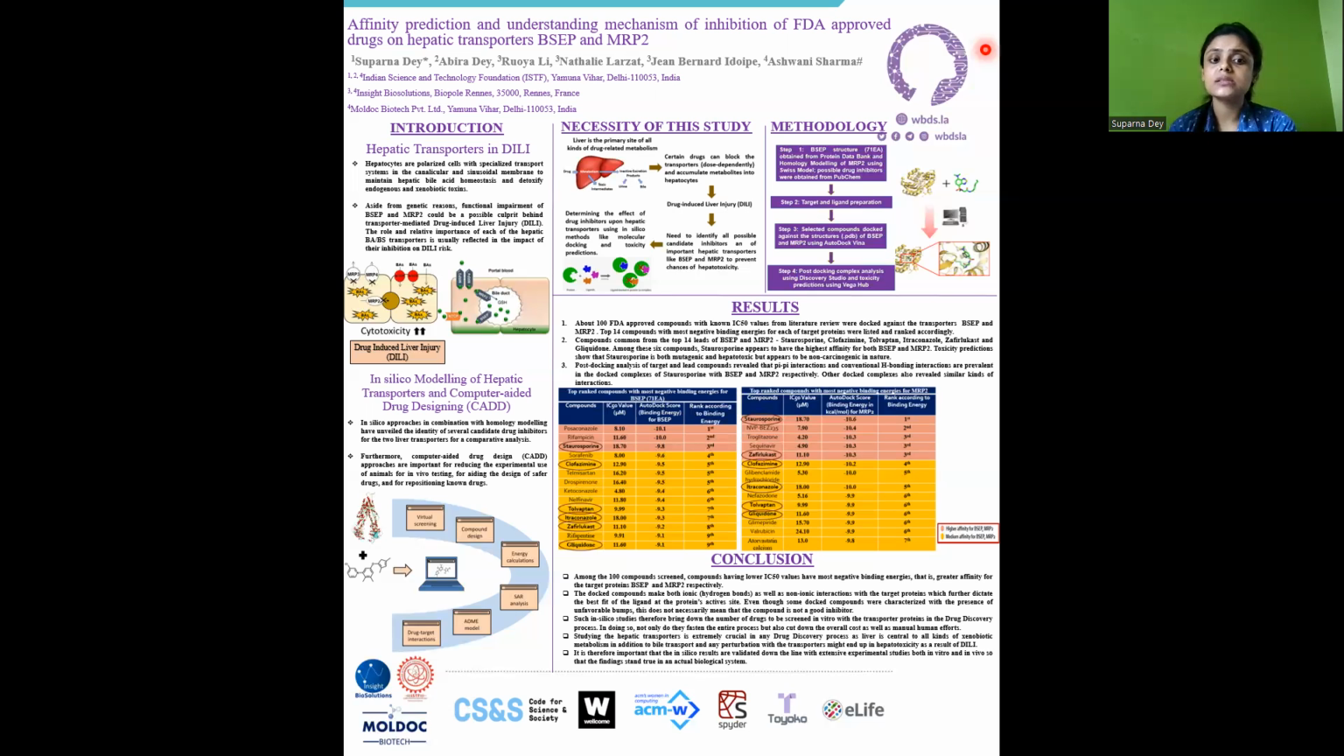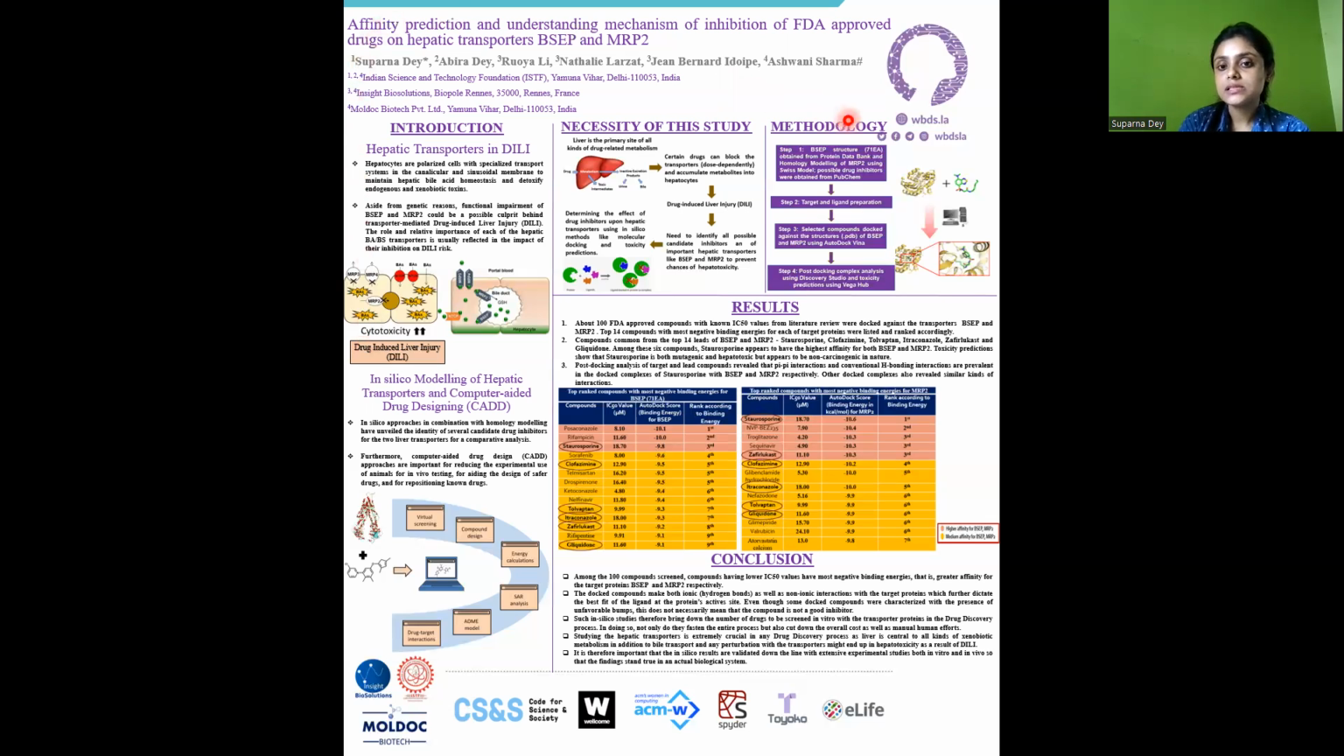Now, while several experimental studies have confirmed the potential drug inhibitors of BSEP, the lack of an experimentally validated MRP2 structure in the Protein Data Bank limits the scope of extensive ligand binding studies with MRP2. Consequently, in silico approaches in combination with homology modeling studies have revealed the identity of several possible inhibitors of both BSEP and MRP2, which favors a comparative analysis. Furthermore, computer-aided drug design, or CADD, approaches are important for reducing the use of animals in in vivo testing, for designing safer drugs, and for repositioning already known drugs in the market.